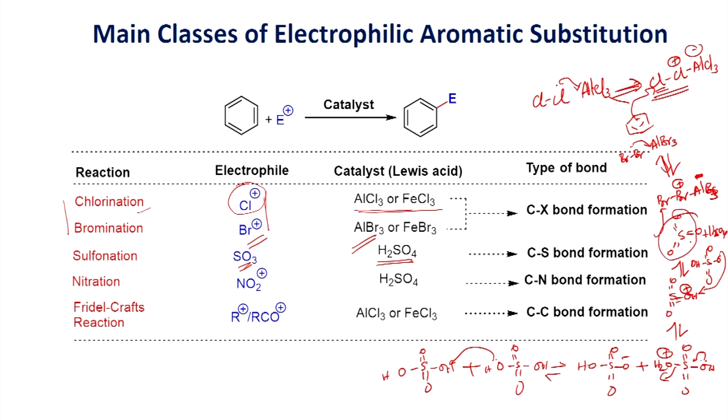So this acts as an electrophile in this reaction. If you have sulfuric acid, one sulfuric acid molecule acts as a base and another acts as an acid, then you will be able to form SO3, which acts as the electrophile in the sulfonation reaction. In this way, you can form the carbon-sulfur bond. When you use chlorine or bromine in the presence of a Lewis acid, you form the activated electrophile. In this way, you can make a carbon-halogen bond.